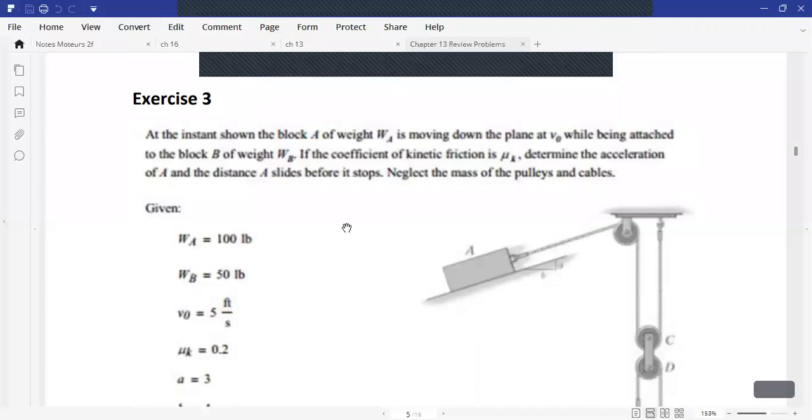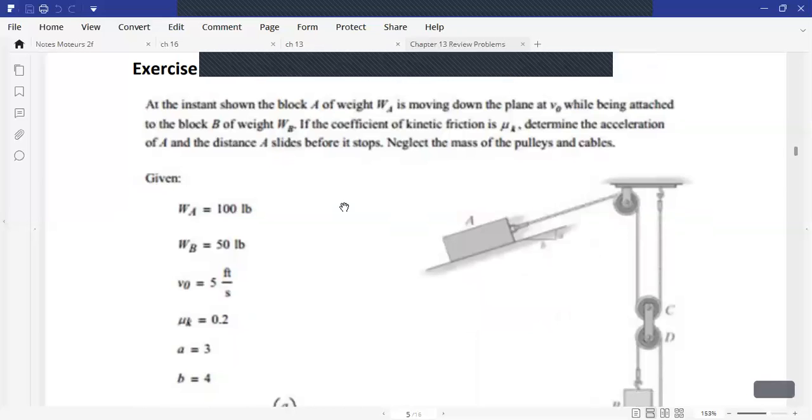At the instant shown, block A of weight W_A is moving down the plane at V_0 while being attached to the block B of weight W_B. If the coefficient of kinetic friction is mu_K, determine the acceleration of A and the distance A will slide before it stops. Neglect the mass of the pulleys and cables.